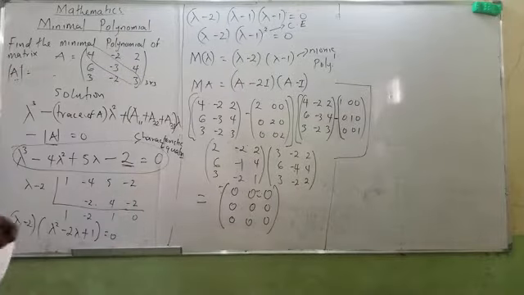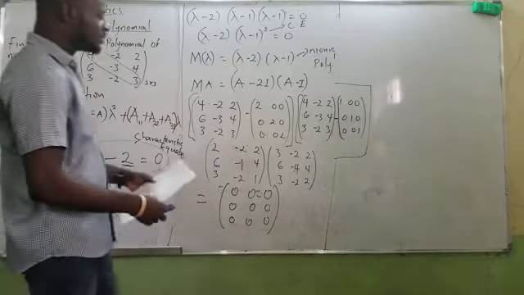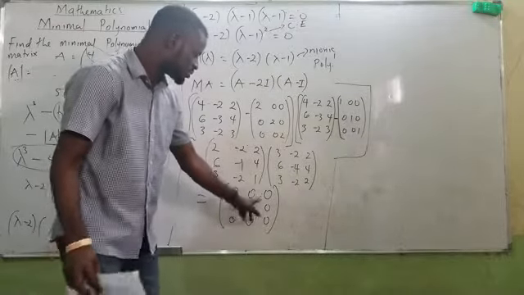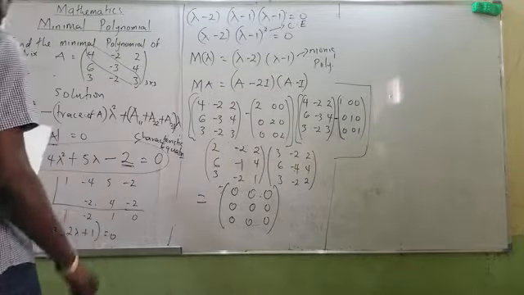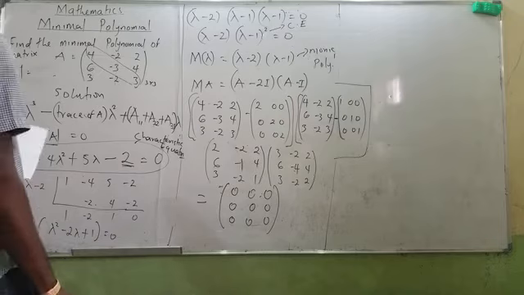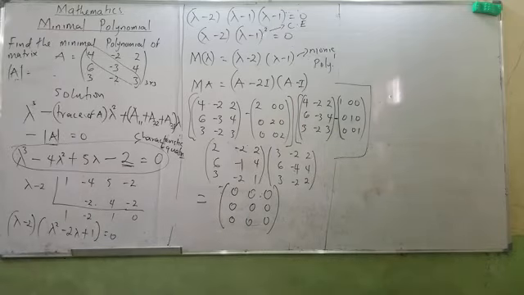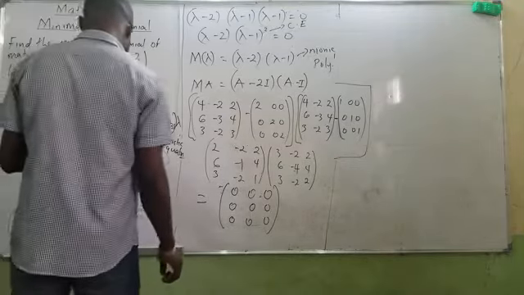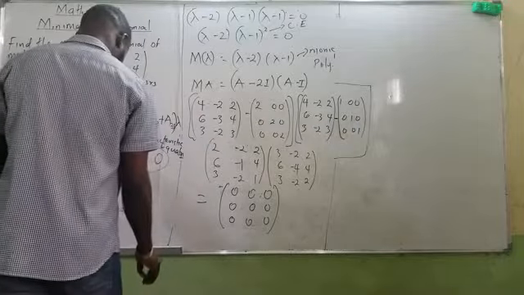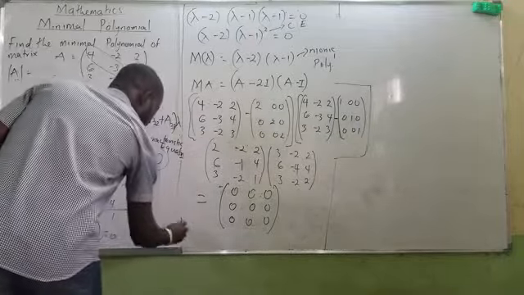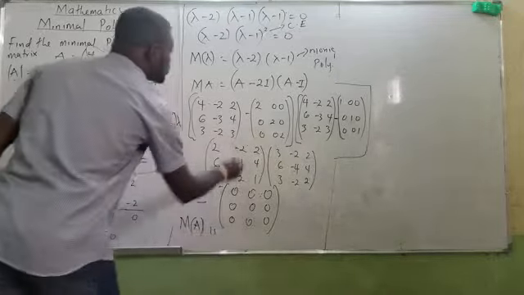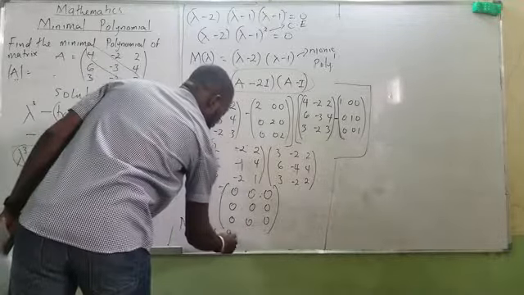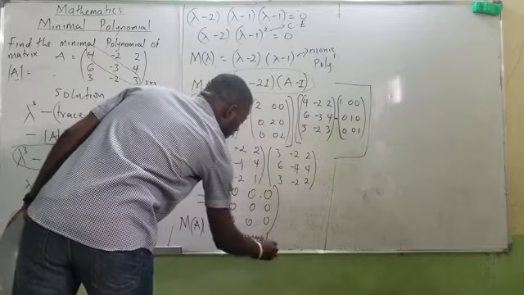Now, that is Cayley-Hamilton theorem, you know. Cayley-Hamilton theorem just lets us know that it is true. Now, since it satisfied this, I can now conclude by saying that M of A is a minimal polynomial.